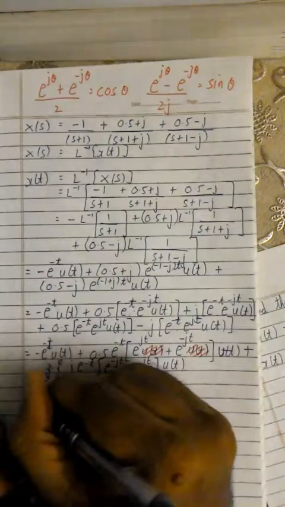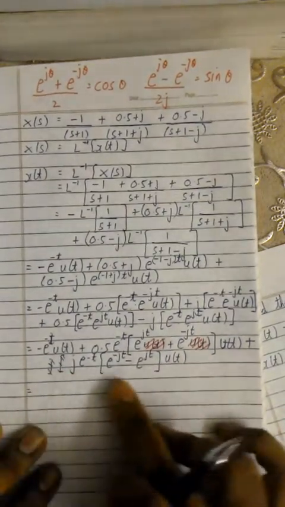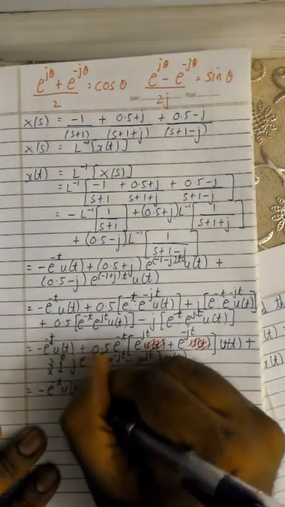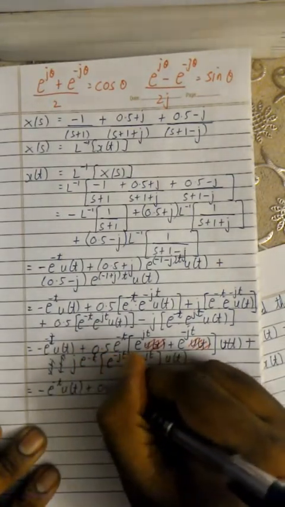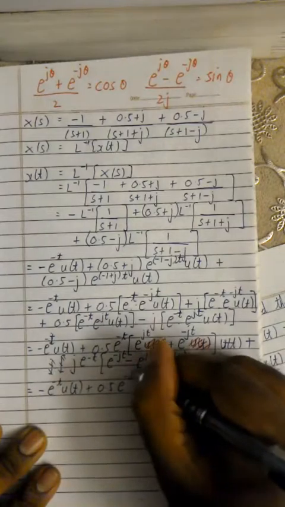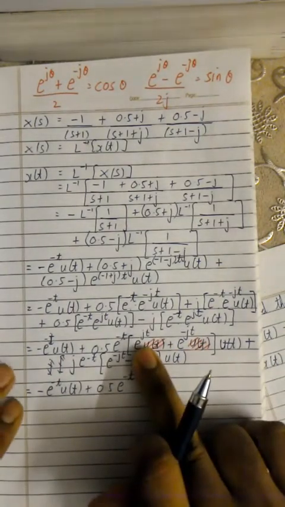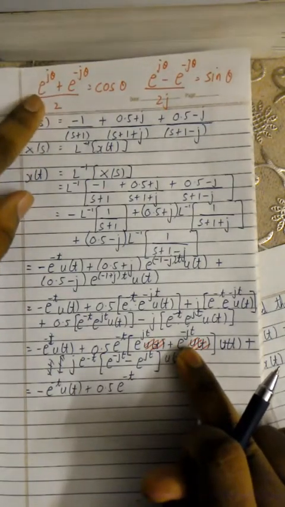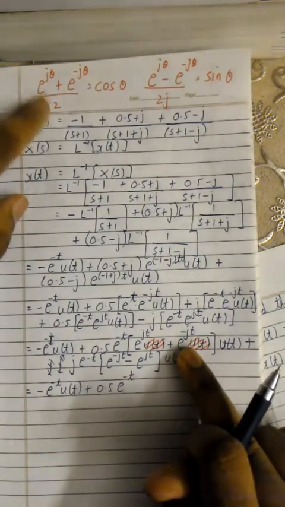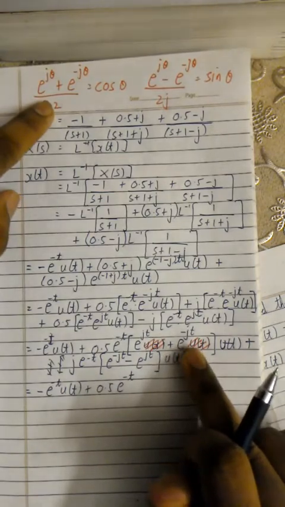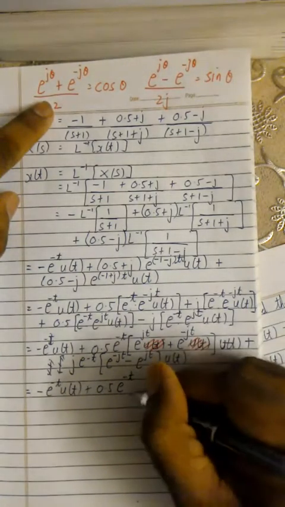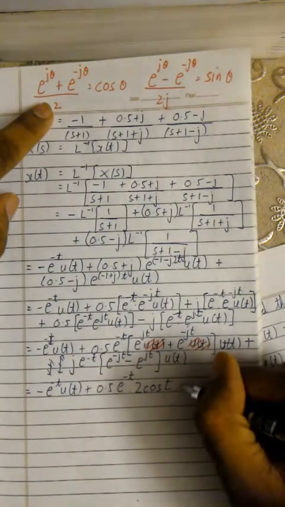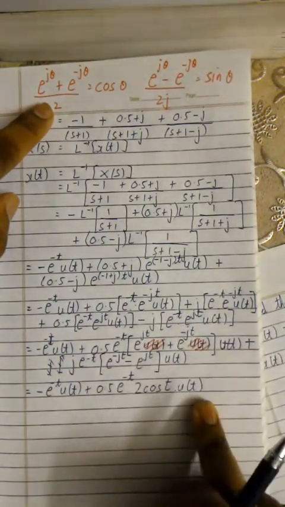So now this is nothing but minus e^(-t) u(t) plus 0.5 e^(-t). So what is e^(jt) plus e^(-jt)? If you look over here, e^(jt) plus e^(-jt) is 2 cos t. So this is nothing but 2 cos t into u(t), right?